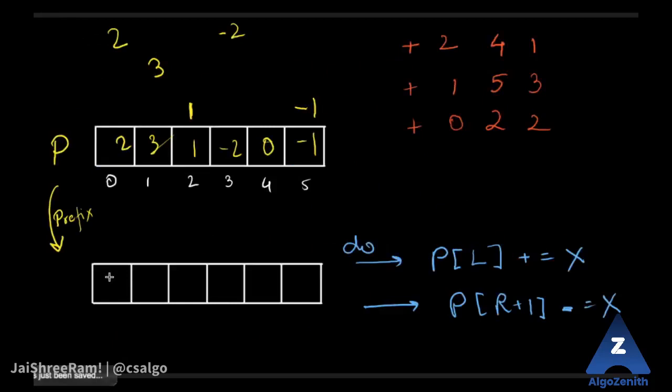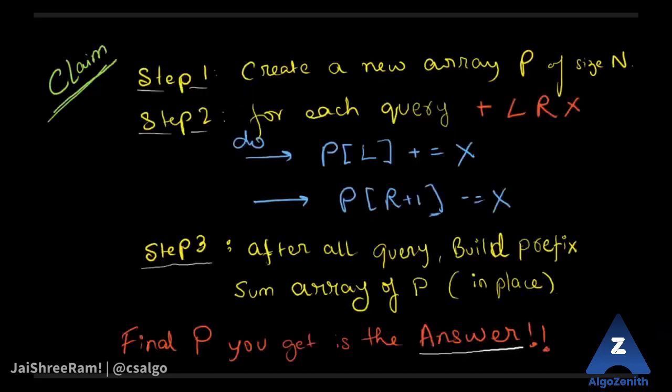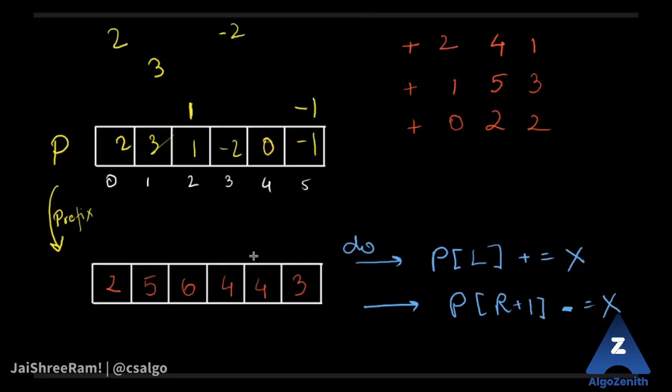So the prefix sum of this would be 2 over here, okay? Now this value would be the sum of all of these things. So this would be 5, right? This would be 5. This would be 6. Right? Then this would be 4. This would be 4. And this would be 3. Right? So if you see, these are the actual values that we had earlier as well by using a brute force. So this is actually creating the correct array, this algorithm.